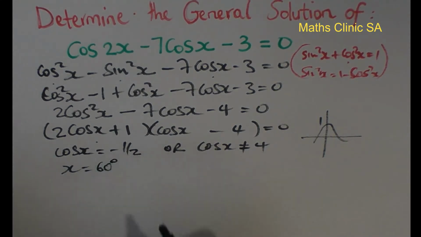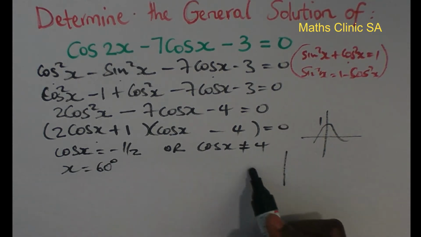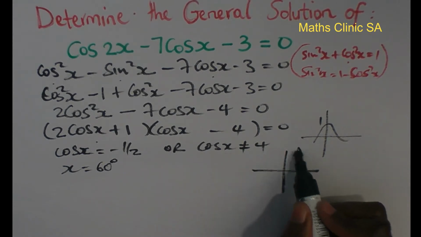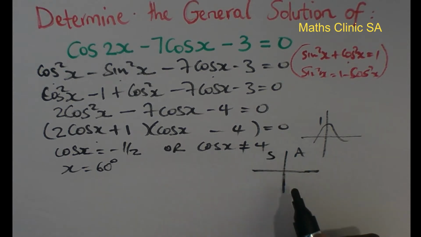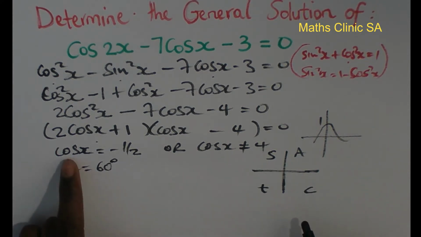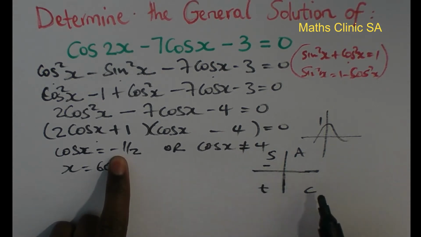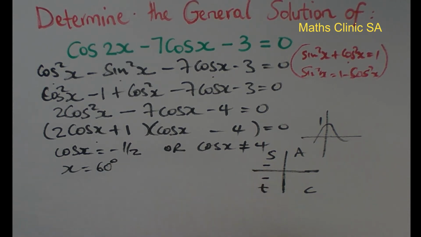Let us remember that here cos of x is negative, so let's go to our Cartesian plane. You know that in the first quadrant all the trig functions, sine, cos and tan, are positive; in the second quadrant only sine; in the third quadrant only tan; and in the fourth quadrant only cos. So cos of x equals a negative, so cos is negative in the second and third quadrants. So our solutions lie in the second and the third quadrants.